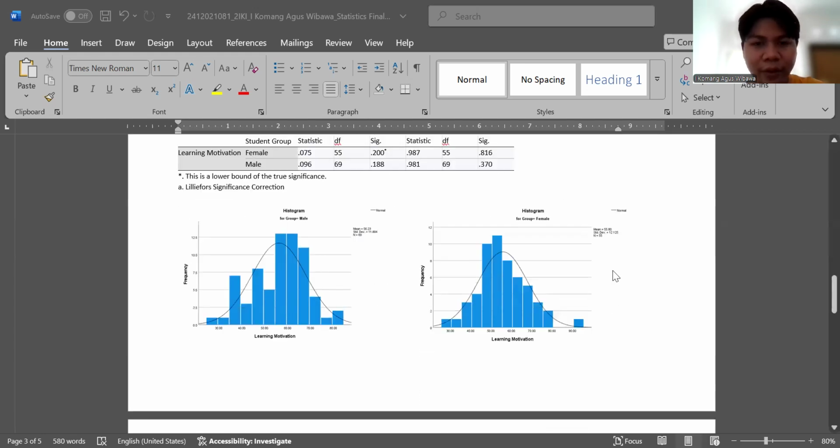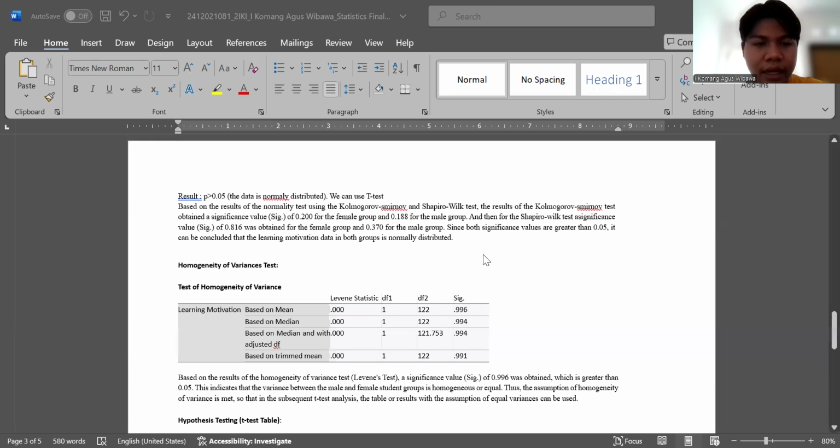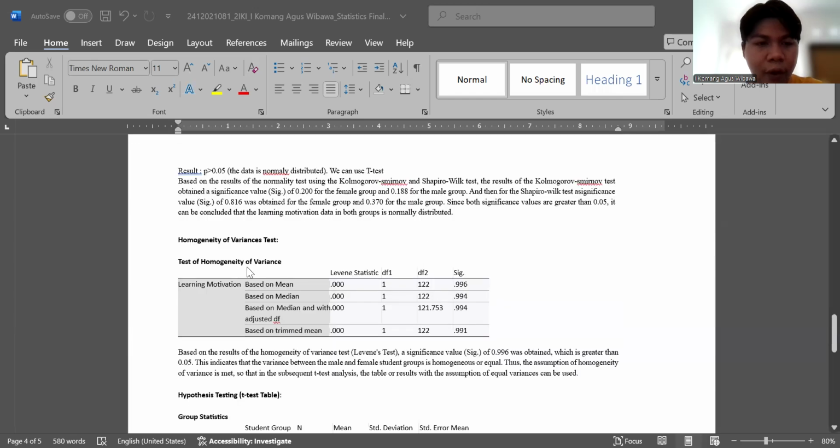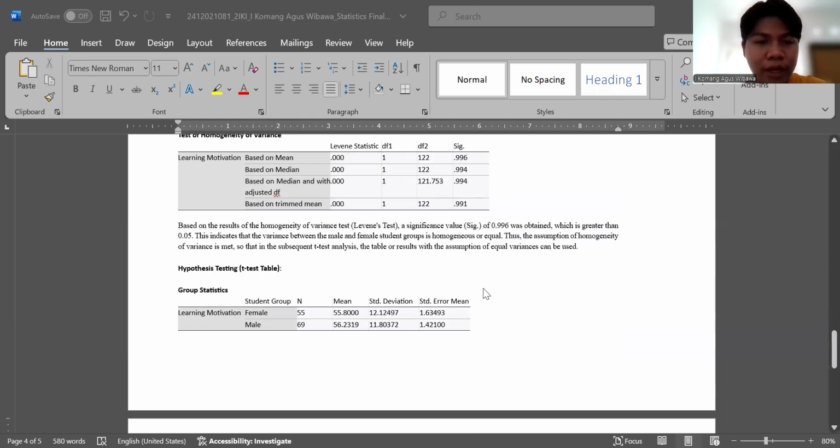So this is the histogram graphic, and then this is the test of homogeneity of variance. We look at the one based on mean. The sig value or p-value is 0.996, which is above 0.05. This means that the variances are equal, so we can use the row labeled equal variances assumed in the t-test table. So now we are doing the t-test.